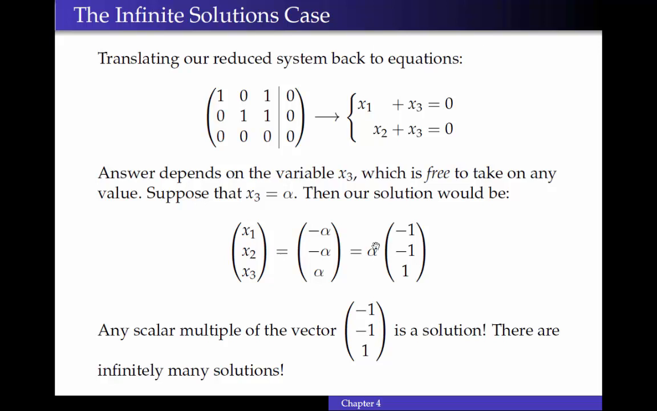And so if we factor out that alpha, we have that the solution is alpha times this vector here, minus 1, minus 1, 1. And since alpha is just some arbitrary number, any value alpha will work. So any scalar multiple of the vector minus 1, minus 1, 1 is a solution. Therefore, there are infinitely many solutions.